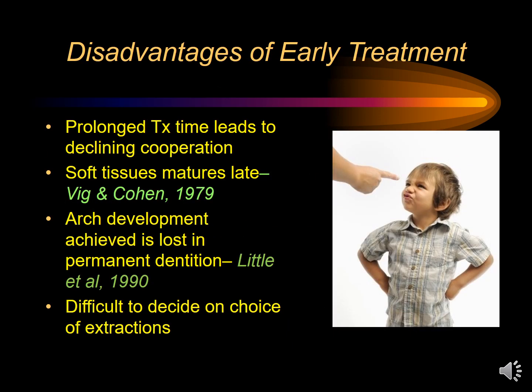Now, the disadvantages of early treatment: treatment time is prolonged, thus cooperation of the patient may decline. Soft tissues mature late, according to Wick and Cohen. Thus, doing early treatment does not take into account the soft tissue changes which happen late in development. Arch development gained by early treatment is usually lost in the permanent dentition, and early in the developmental stage it is difficult to decide on the choice of extraction.